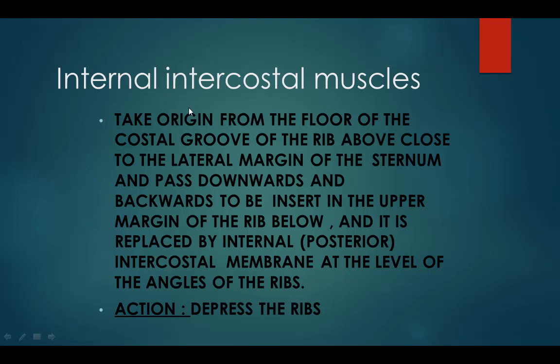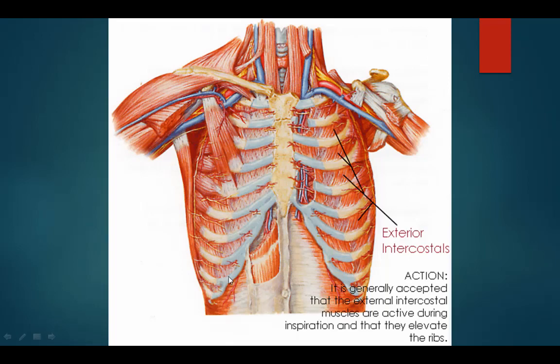The internal intercostal muscle originates from the floor of the costal groove of the rib above, close to the lateral margin of the sternum, and passes downward and backward. So the direction of fibers here is downward and backward, to be inserted in the upper margin of the rib below, and it is replaced by the internal intercostal membrane at the level of the angle of the rib. So it depresses the ribs.